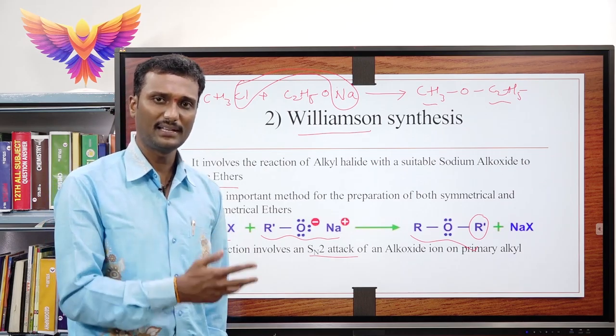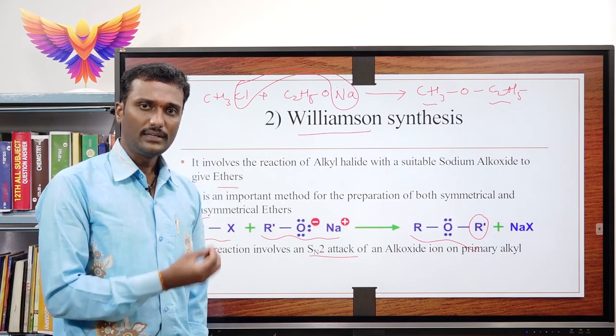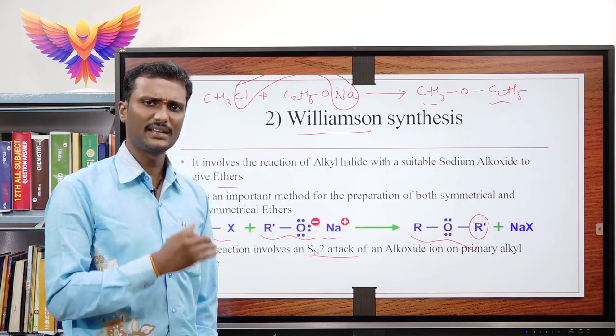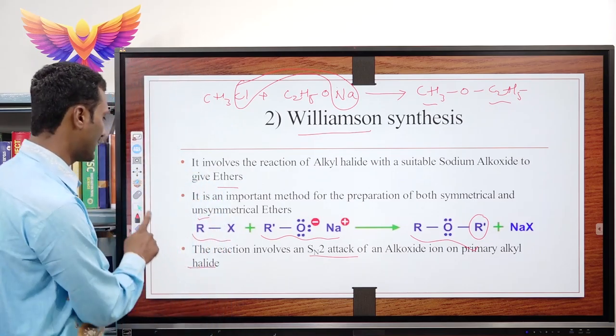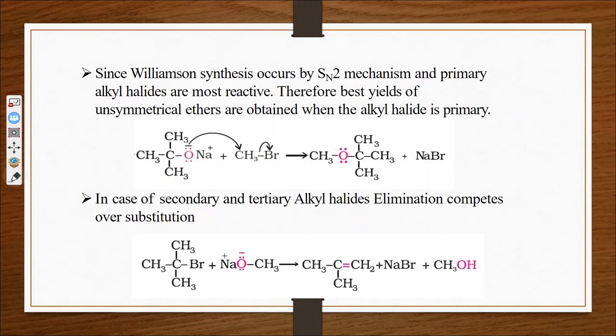Primary is better for this reaction. A primary alkyl halide gives an ether, secondary is less, and tertiary gives a different mechanism. The elimination reactions will take place, so that we'll study later. So we'll just see the Williamson ether synthesis, how it is formed, and what type of reactants need to be taken to get a better yield of the ether.